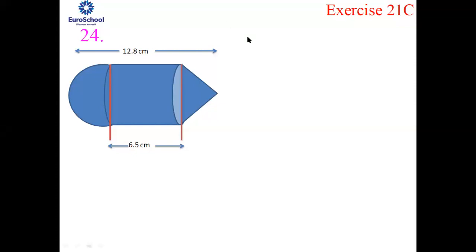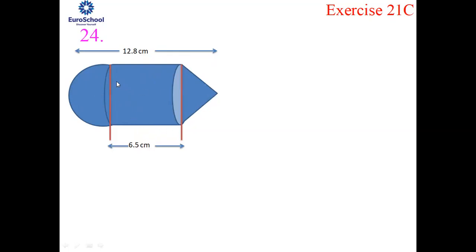Okay, so first this is the figure which has been given to you. In the middle there is a cylinder. One end of the cylinder is covered by a hemisphere, and the other end of the cylinder is covered by a cone. Now, a few measurements are given. The total height of the solid is 12.8 centimeters, and the height of just the cylinder is 6.5 centimeters.